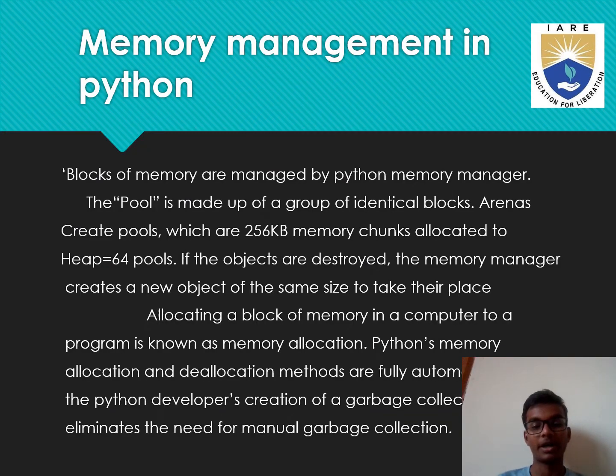Blocks of memory are managed by the Python memory manager. A pool is made up of a group of identical blocks. Arenas create pools, which are 256 KB memory chunks allocated to the heap, equal to 64 pools. If the objects are destroyed, the memory manager creates a new object of the same size to take their place.